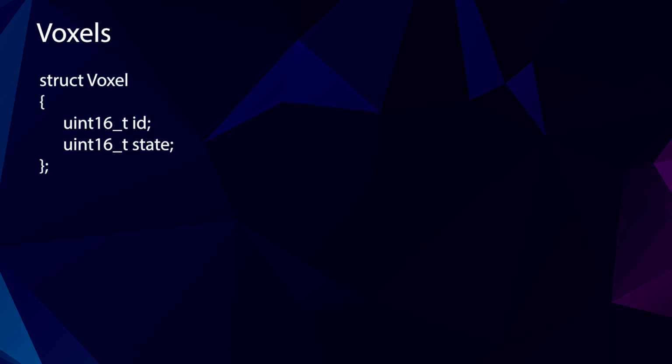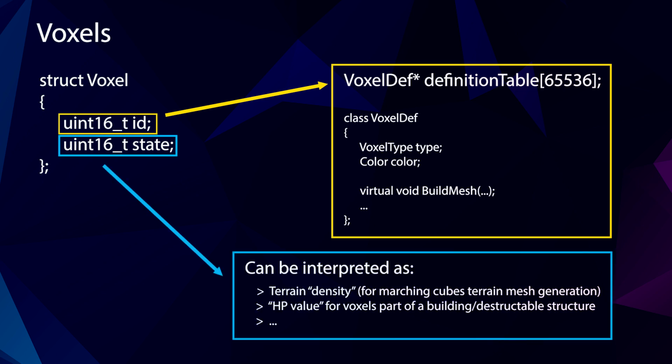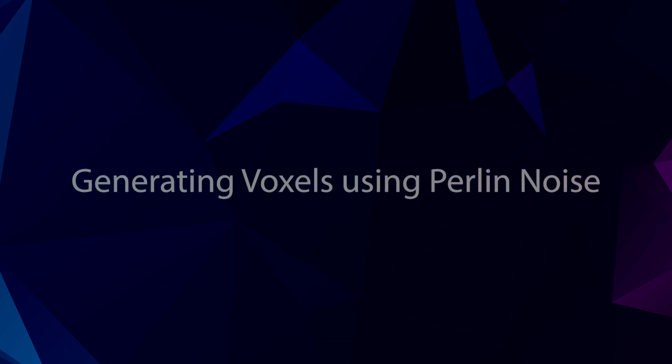The structure itself consists of a 2-byte index into a voxel definition table. Each table entry here contains some more information about the specific type of voxel, for example its color, whether it's grass or dirt, or maybe some other physical properties. The 2 remaining bytes in the voxel structure I'm using as arbitrary state for each voxel. This can mean something different depending on which type of voxel we're talking about. For destructible voxels, for example, you can use this as an HP value that keeps track of the damage to that particular voxel.